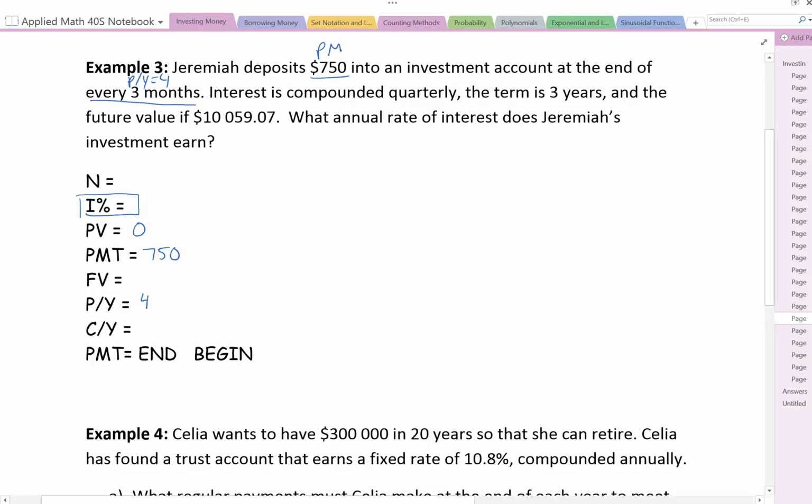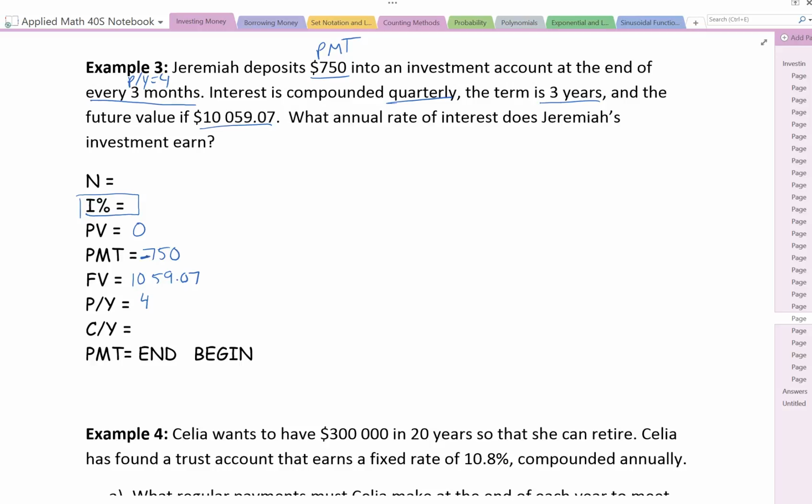750, that was my PMT. At the end, and this is for 3 years, and it says quarterly right there. The term is 3 years, and it says the future value is 10,059.07. So I'm going to put that in here, 10,059.07. Catching, I forgot a negative in PMT. That's very important, otherwise we'll get an incorrect answer.